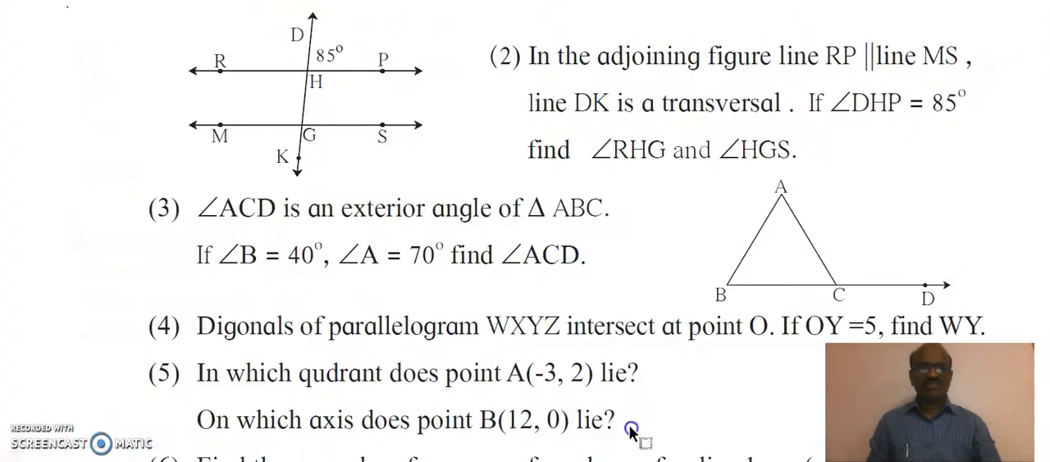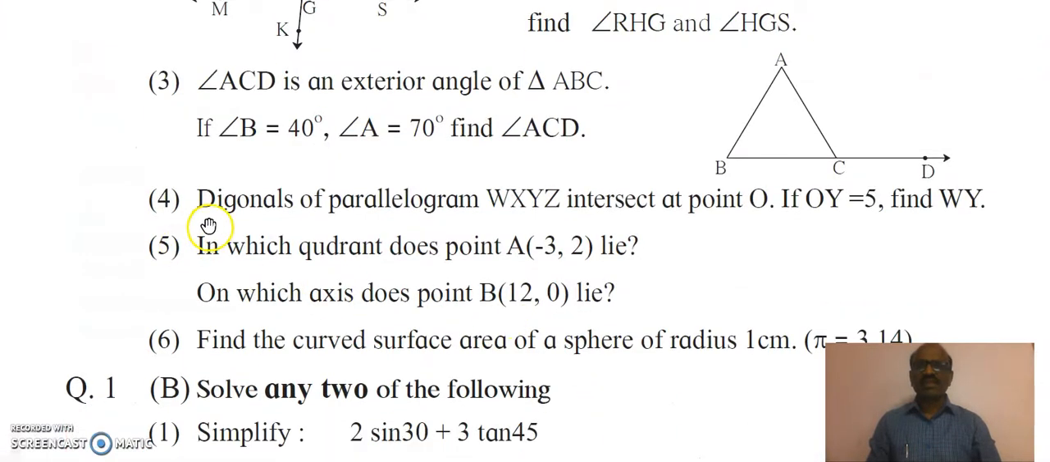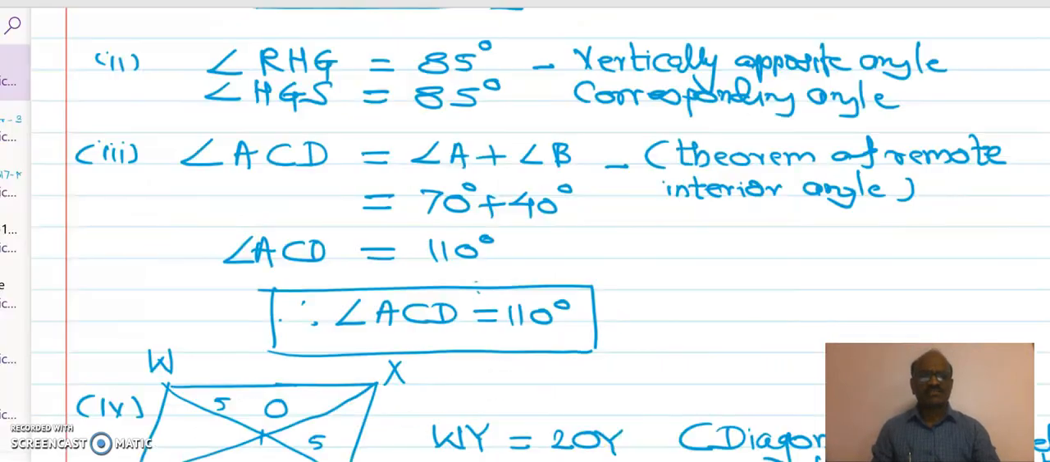Now, next question. Diagonals of parallelogram WXYZ intersect at the point O. If OY is equal to 5, find WY. Now we know that the diagonals of a parallelogram bisect each other. We must know the remaining properties of the parallelogram. Opposite angles are congruent, adjacent angles are supplementary. Now he asked this property. Therefore, we see the answer of this question.